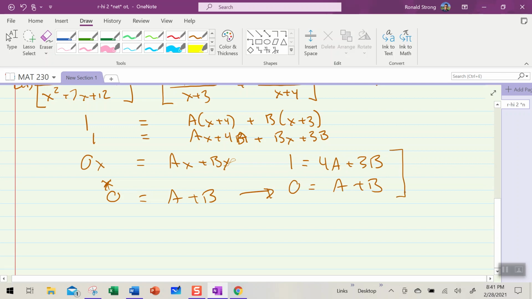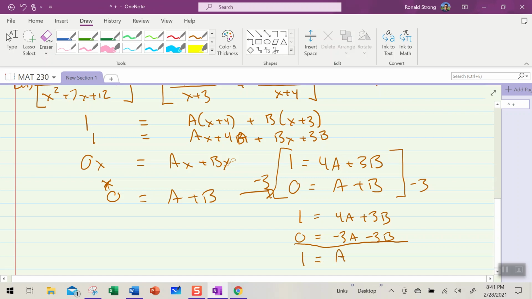The easiest way to solve this, I would think, is to multiply both sides of the second equation by -3. That gives me 1 equals 4A plus 3B. And the second equation is 0 equals -3A minus 3B. And when we add these two equations together, we get 1 is equal to A. Well, if 1 is equal to A and A plus B equals 0, that means B must be equal to -1.